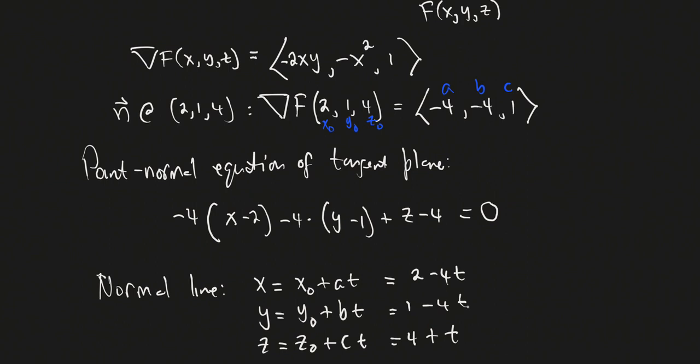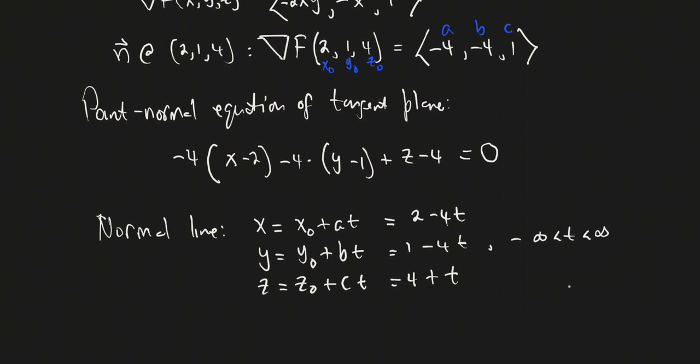And again, to generate the entire line, we assume that our t ranges from negative infinity to positive infinity, and that's our normal line. And of course, there are other ways we could represent this. We could represent it in vector form or symmetric form. We're only just going to do the parametric form, and there you go.